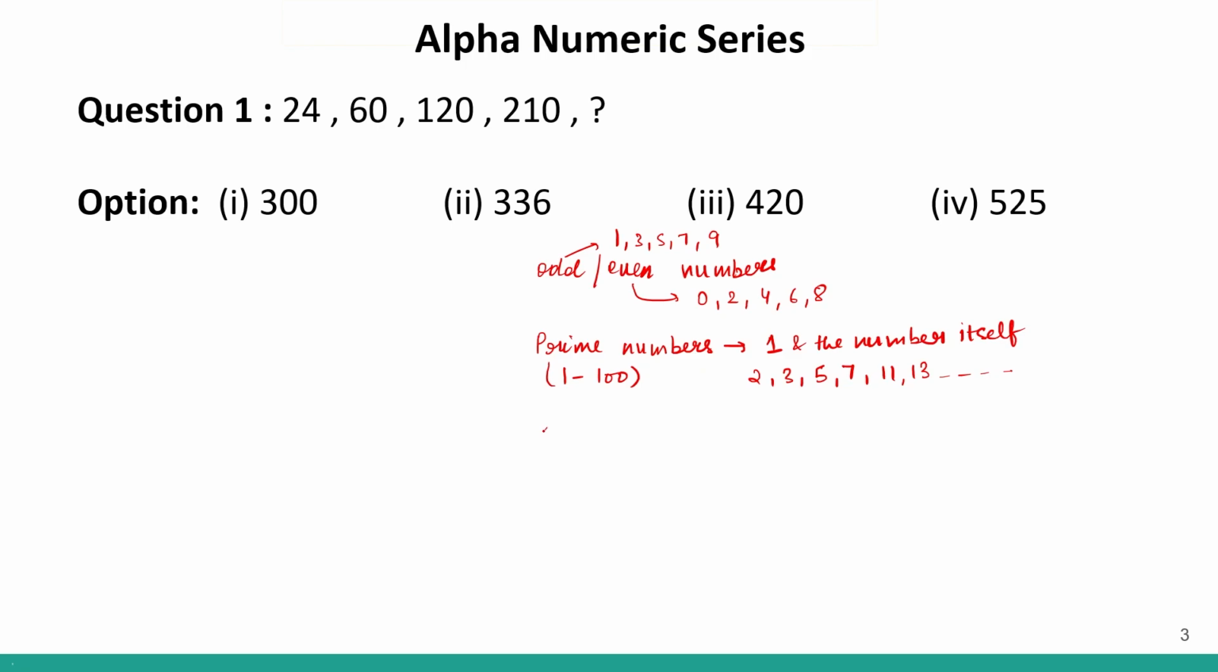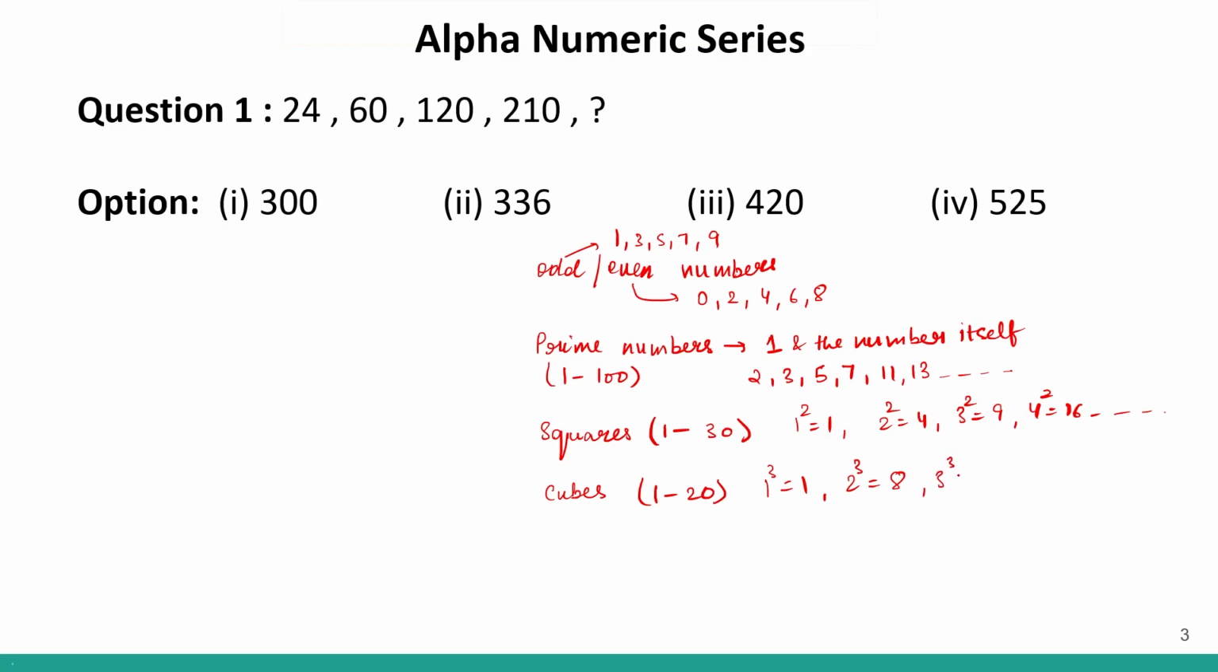Correct? Then you should know the squares of at least 1 to 30. So 1 square is 1, 2 square is 4, 3 square is 9, 4 square is 16, and so on. Then you should remember cubes of at least 1 to 20. So 1 cube is 1, 2 cube is 8, 3 cube is 27, and so on. So this much information you should retain, which helps you in solving questions on alphanumeric series.